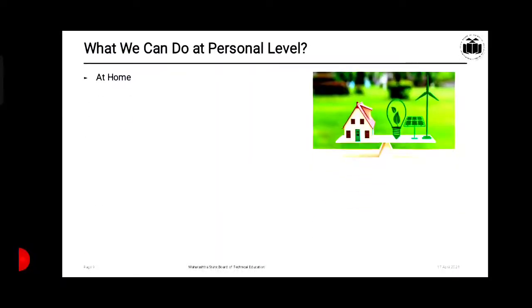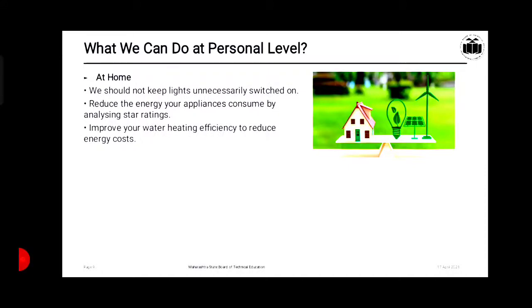At home, we know that we should not keep lights unnecessarily switched on.